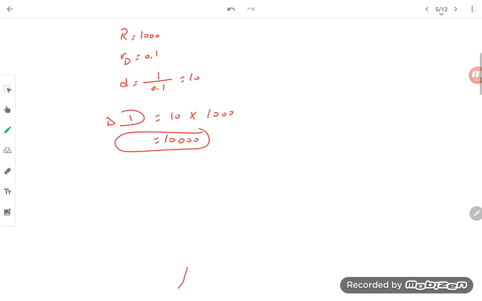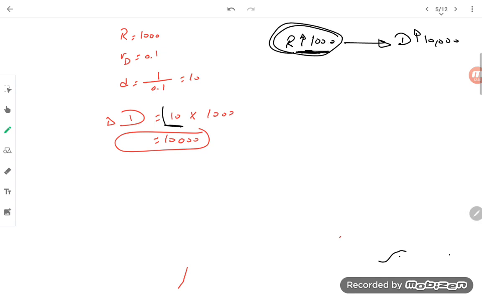This means that the initial increase in reserves by 1,000 has caused an increase in deposit creation in all the banking system by 10,000. So this means that reserves are multiplied or magnified 10 times in order to find the deposits. This is the multiplier effect.